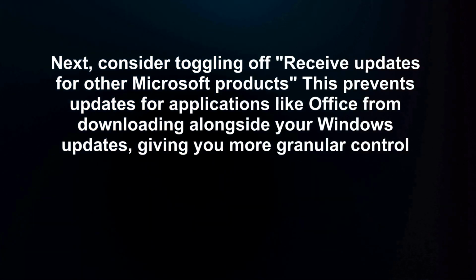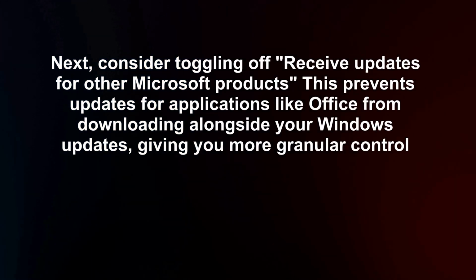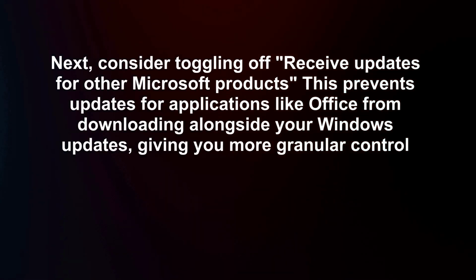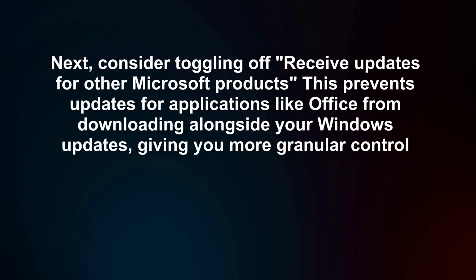Next, consider toggling off Receive Updates for other Microsoft products. This prevents updates for applications like Office from downloading alongside your Windows updates, giving you more granular control.